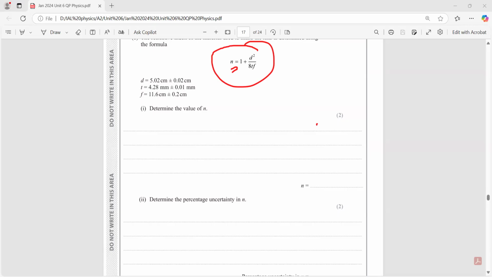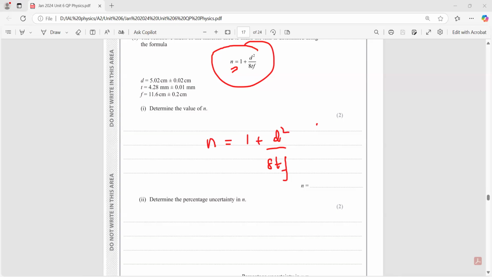What is n here? n is equal to 1 plus d square divided by 8tf. Okay, that is n given. So we will work it out the same way. You can work out the maximum value of n, then work out the minimum value of n, and then maximum minus minimum divided by 2 will give the uncertainty in the value of n.